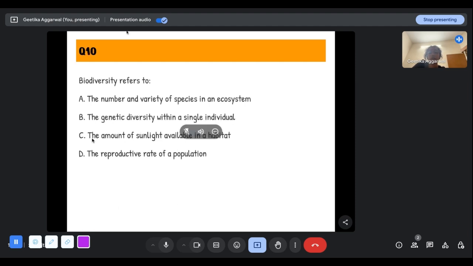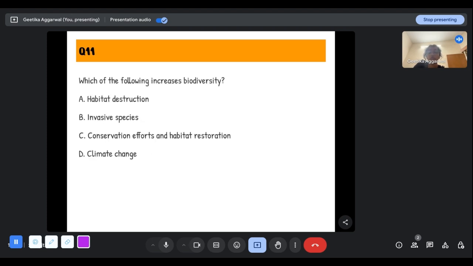Moving on to what does biodiversity refer to? Is it the number and variety of species in an ecosystem? Is it the genetic diversity within a single individual? Is it the amount of sunlight available in a habitat or the reproductive rate of a population? So, what does biodiversity refer to? And yeah, so the correct answer is that biodiversity is the number and variety of species in a given ecosystem out of these four options.